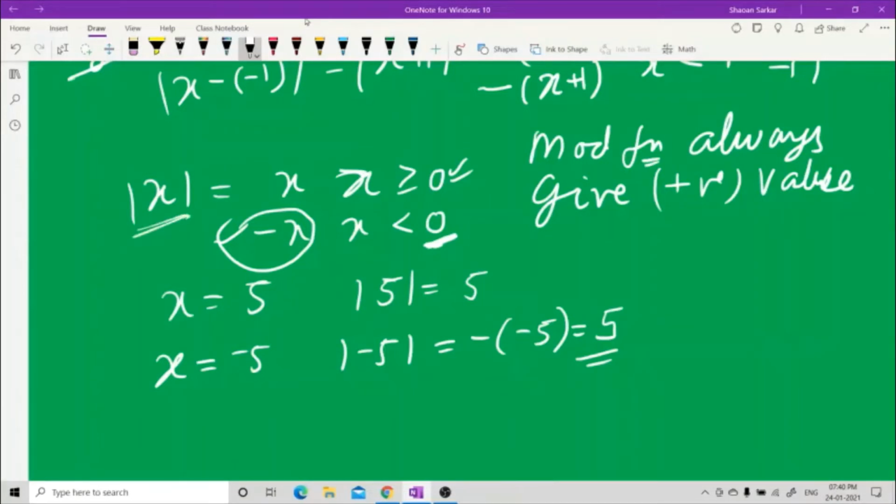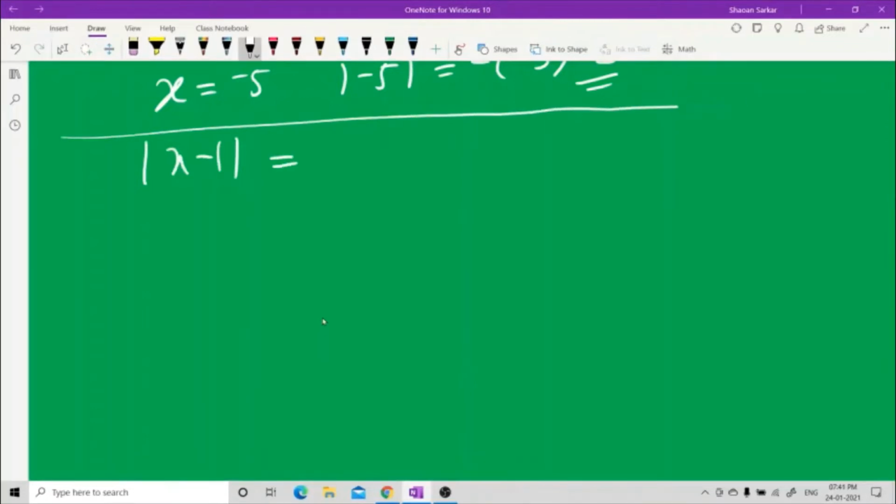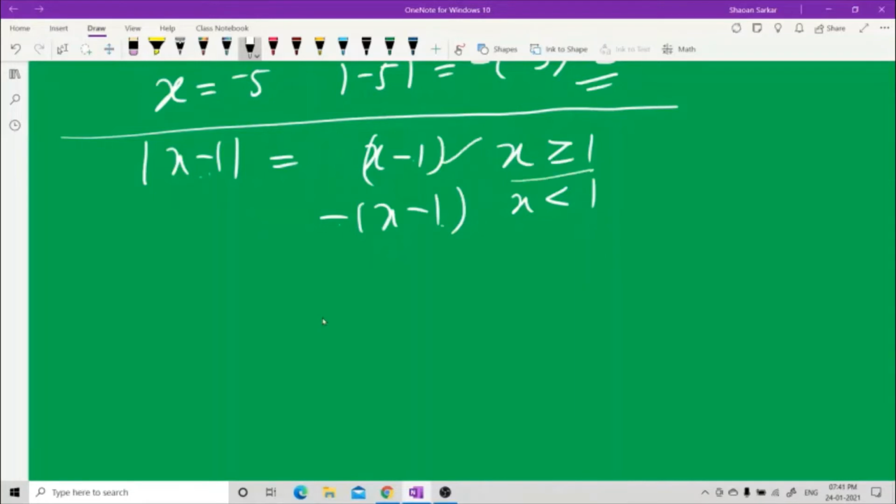Now let's understand for mod x minus 1. I had this as x minus 1 for x greater than or equal to 1, and minus of x minus 1 for x less than 1. मतलब mod x minus 1 के लिए तुमको लिखना पड़ेगा x minus 1 और minus x minus 1. अगर x greater than or equal to 1 है तो ये वाला लिखना पड़ेगा, और x अगर 1 से कम है तो फिर ये वाला लिखना पड़ेगा.